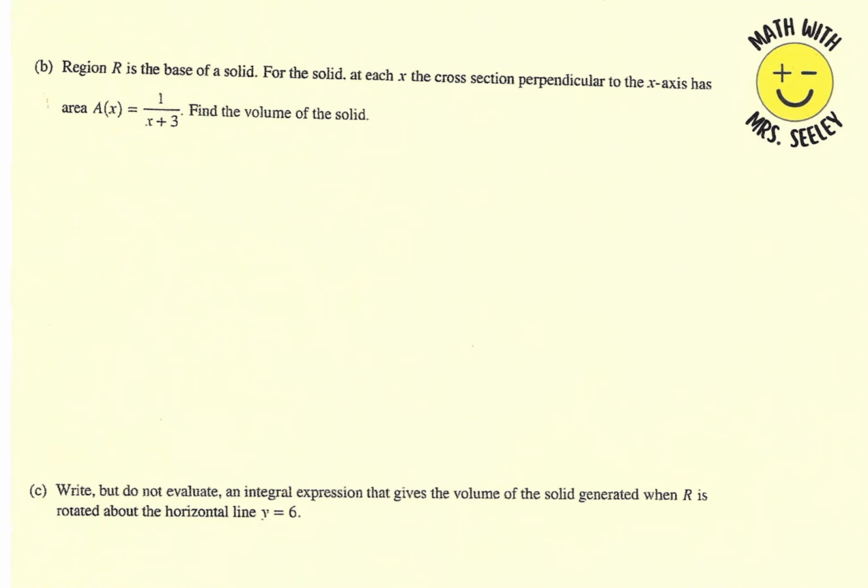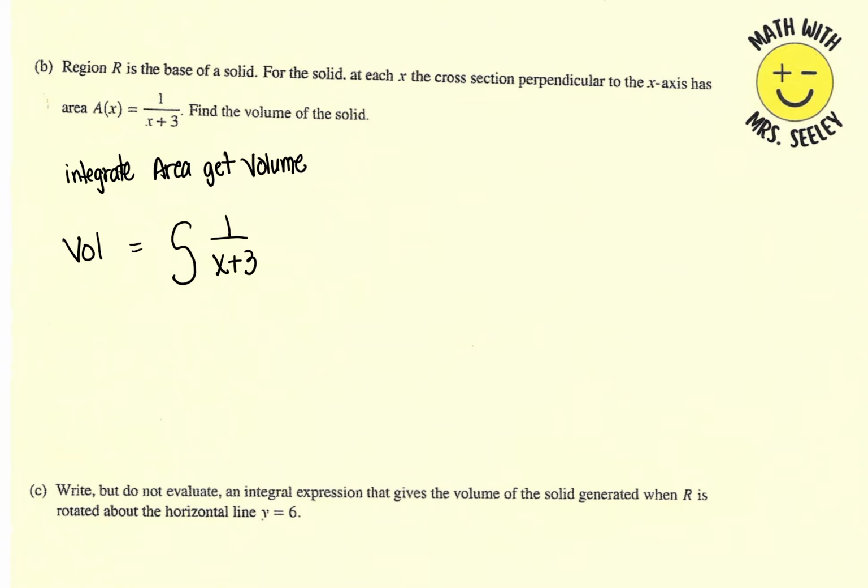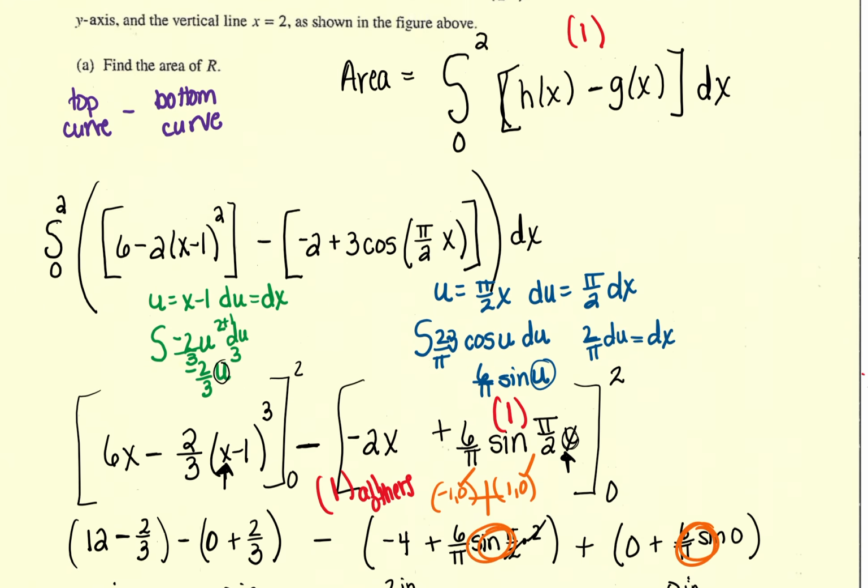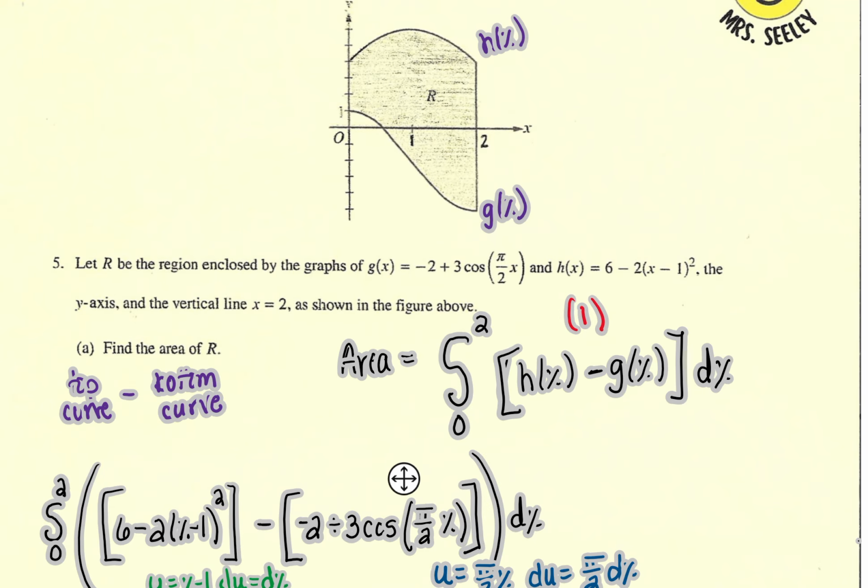All right, B part says region R is the base of a solid. For the solid, at each x, the cross-section perpendicular has area of that right there. Find the volume. Okay, recall that to get volume, you integrate area. So if I integrate area, I get volume. So then to find the volume, I'm going to integrate this area right here. And again, we're going from 0 to 2. It's the same picture up here. So from 0 to 2.